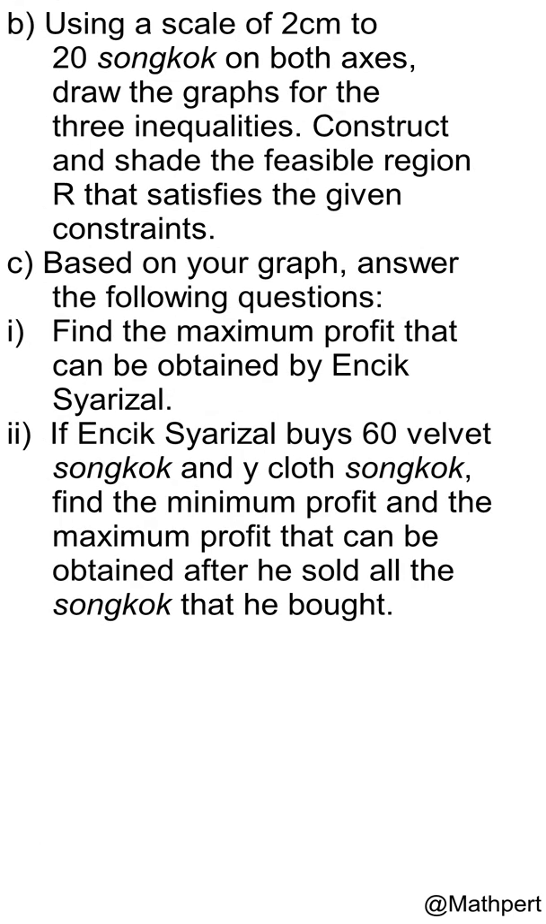Second part, using a scale of 2 cm to 20 Songkok on both axes, draw the graph for the 3 inequalities, construct and shade the feasible region R that satisfy the given constraints. Third part, based on your graph, answer the following questions. Find the maximum profit that can be obtained by Encik Shariza. Part 2, if Encik Shariza buys 60 velvet Songkok and white cloth Songkok, find the minimum profit and the maximum profit that can be obtained after he has sold all the Songkok that he bought.